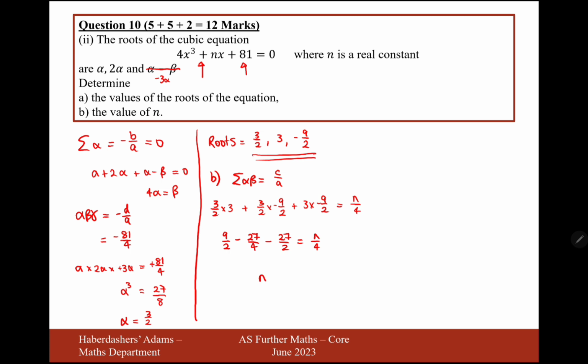And I'll finish this up on the calculator then. So 9 over 2 minus 27 over 4 minus 27 over 2, and then we divide that all by 4, and we times by 4, don't we? Let's go back. Times that by 4, because it's n over 4 at the moment, times by 4, and we get minus 63. And there we are, that's the answer to question 10, worth a total of 12 marks.